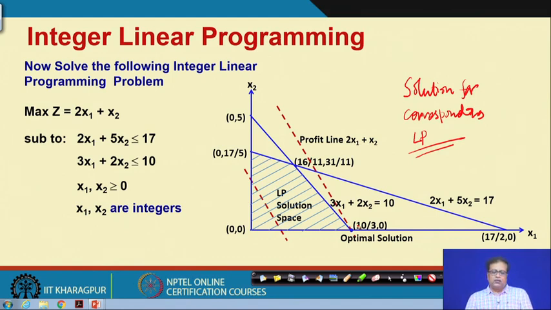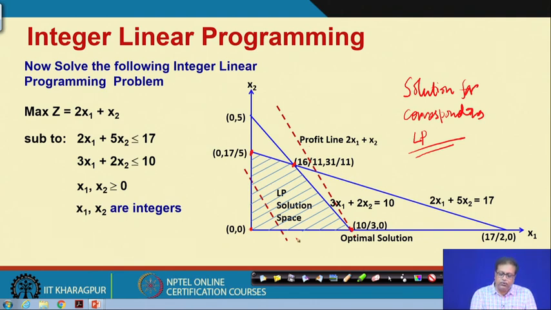Now, in this LP solution space, we know that the basic feasible solutions are these corner points, this one, this one, this one and this one, and one of them will be optimal because the optimal solution will lie at one of the corner points. Either we evaluate the value at these 4 corner points, or a simpler method is to find the profit line. This is our profit line.